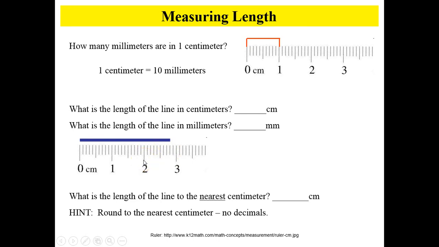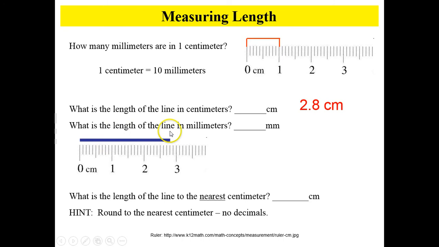So my answer would start with 2, and then I would write a decimal point, and then all you need to do is count the lines and write that number after the decimal. So we have 1, 2, 3, 4, 5. Notice that the 5 line is just a little bit longer. It makes it easier for you to see exactly where 5 should be. 6, 7, 8. It appears that our blue line is 2.8 centimeters.